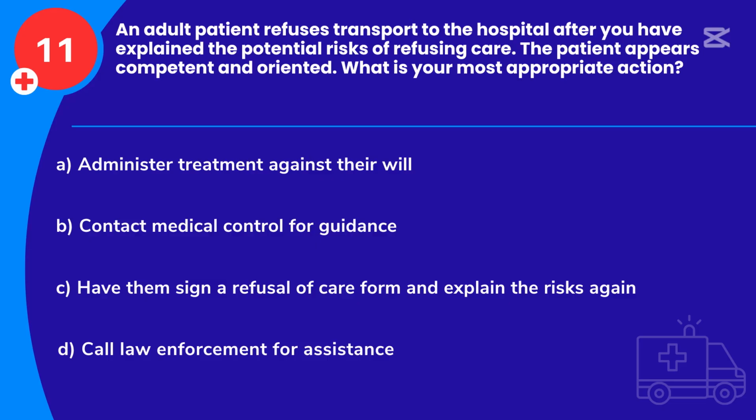Question 11. An adult patient refuses transport to the hospital after you have explained the potential risks of refusing care. The patient appears competent and oriented. What is your most appropriate action? A. Administer treatment against their will. B. Contact medical control for guidance. C. Have them sign a refusal of care form and explain the risks again. D. Call law enforcement for assistance.